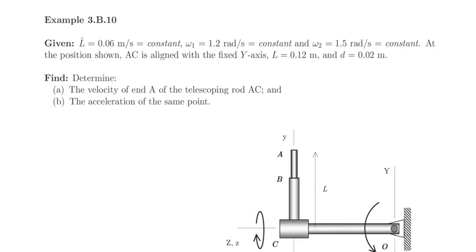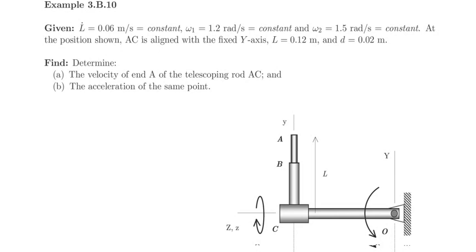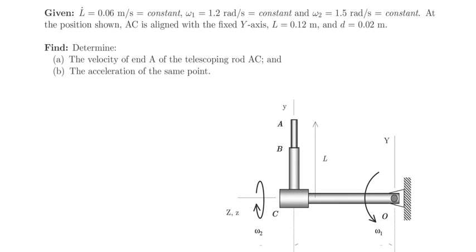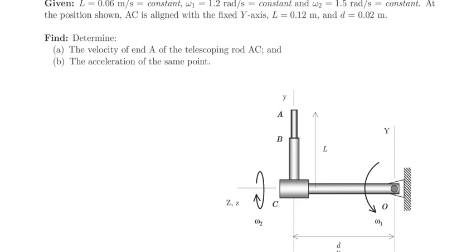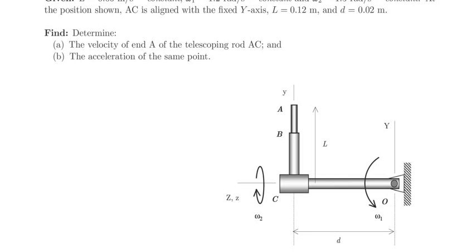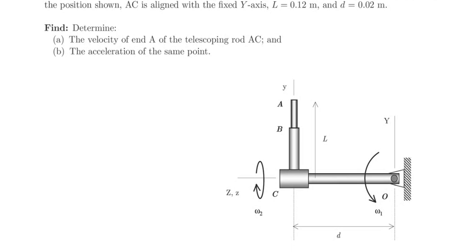Okay, so in this problem we have a simple little mechanism. We're told that link AB is extending at a rate L dot. Omega 1 is a constant rate of rotation, omega 2 is a constant rate of rotation, and at the instant shown, the link AC is aligned with the fixed capital Y axis. Based on this information, we're asked to determine the velocity of end A, the telescoping rod, and also find the acceleration at the same point.